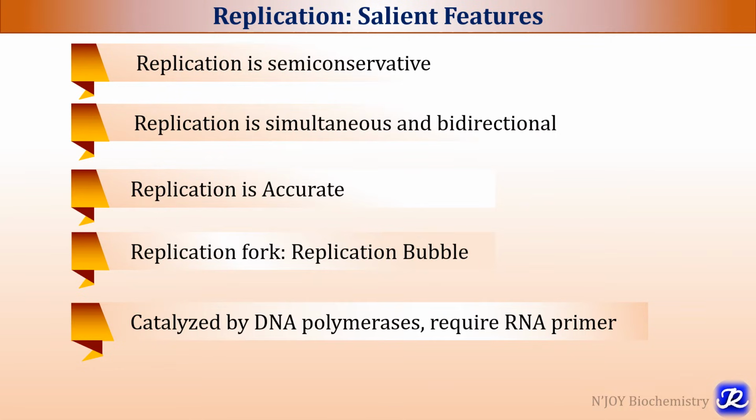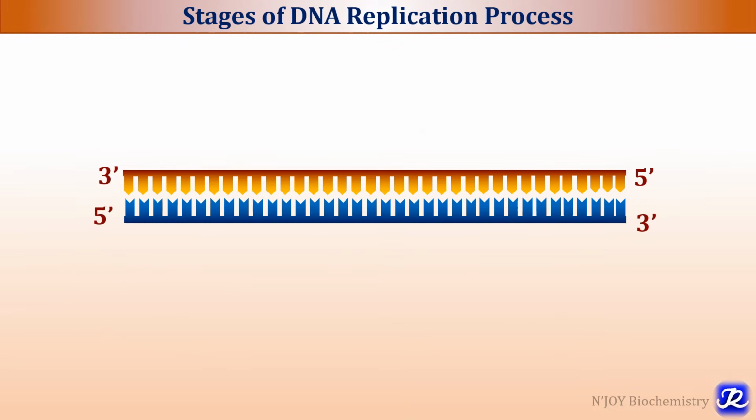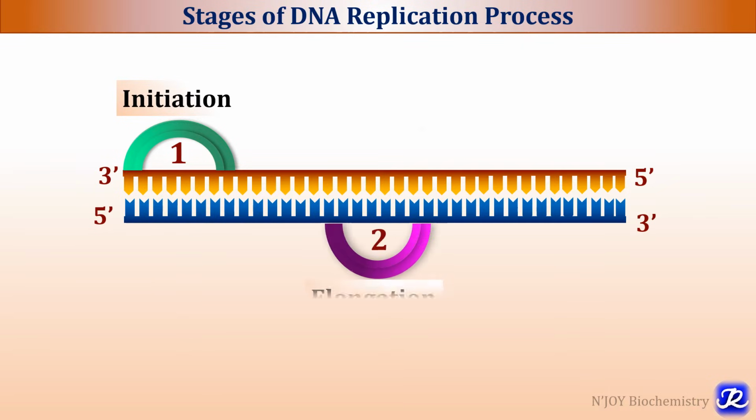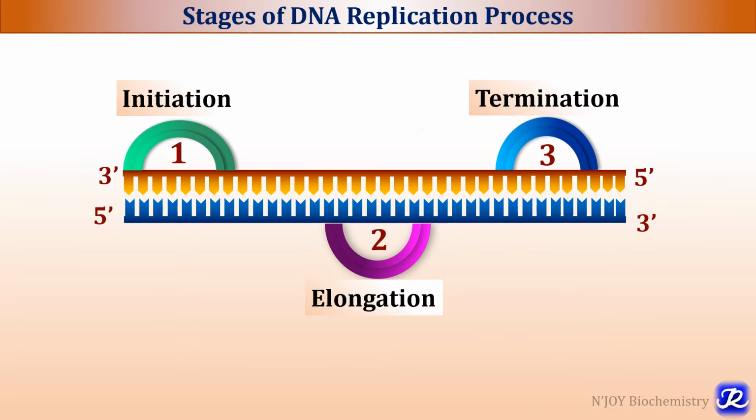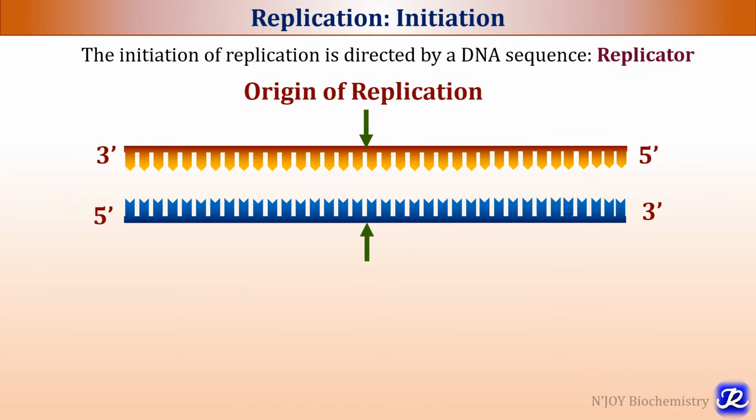Now let's understand the process of replication. Replication occurs in 3 stages: the first stage is initiation of replication, the second stage is elongation of replication, and the third is termination of replication. Let's begin with the initiation of replication, and the initiation of replication is directed by a DNA sequence.